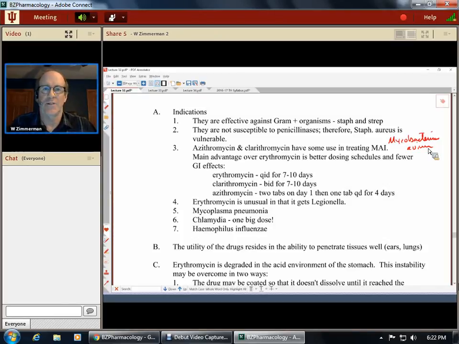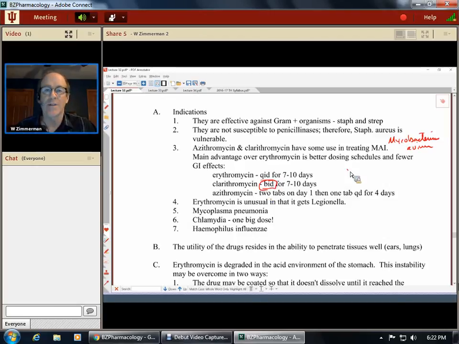Two big advantages of these drugs. One is they're easier to dose. I don't want you to remember this dosing, you guys, but look at this. The erythromycin was 4 times a day for 7 to 10 days. Well, clarithromycin is twice a day. That makes a huge difference.